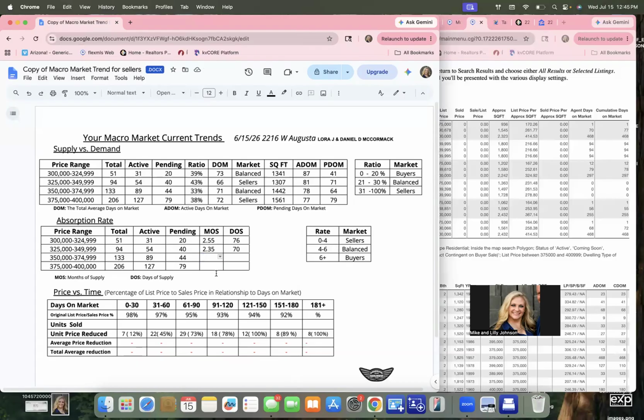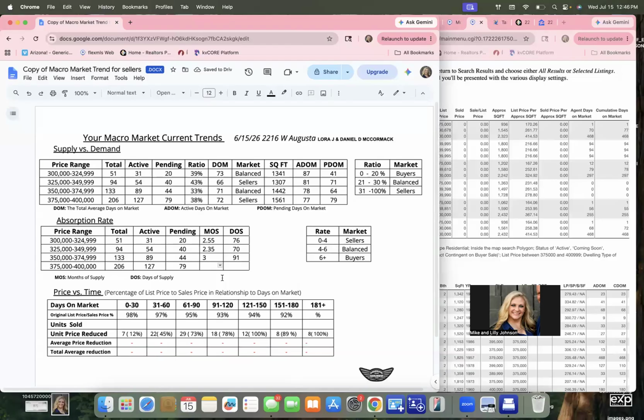Same thing. 133 is my total, and I'm going to divide that by the pending, which is 44. That is 3.02. I'll probably just do 3. Keep it simple. All these are sellers. The only reason we do days of supply is because some people don't understand month of supply. So we're just saying, hey, that's how many days it's going to take. I'm going to say 91 days because it's 90.68, blah, blah, blah.